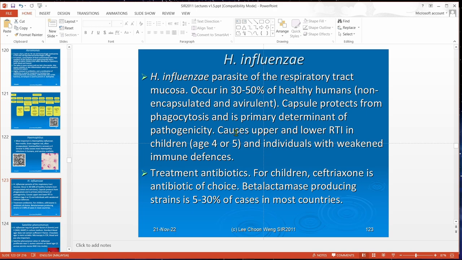Haemophilus influenzae causes upper and lower respiratory tract infection in children and individuals with weakened immune defenses. Treatment is via antibiotics. However, beta-lactamase producing strains are now beginning to be discovered.